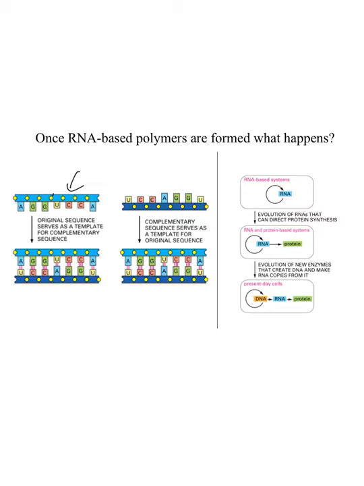So the idea is that an RNA-based polymer evolved in the primordial soup that was not only capable of holding information in the form of its sequence, but also of self-replication. So it serves that original sequence as a template for its own complementary sequence, and it basically builds a copy of itself. Now we get a double-stranded molecule where the molecules are held together by the hydrogen bonds between the nitrogenous bases.